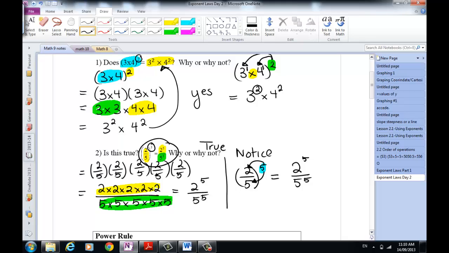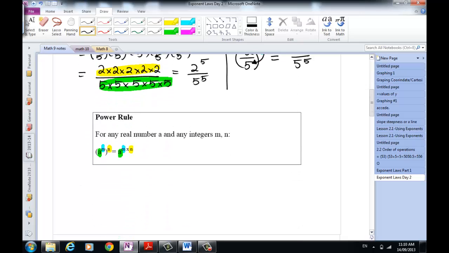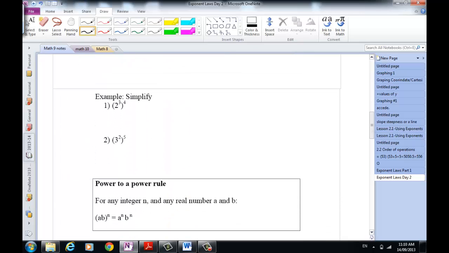We can write it as 3 to the power of 1 multiplied by 4 to the power of 1, and 1 times 2 is just 2. So let's see some examples, because maybe that seems a little bit odd. If I was asking you to simplify 2 to the power of 3, all to the power of 4.